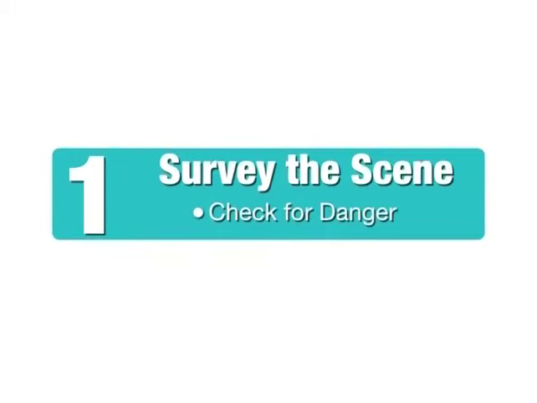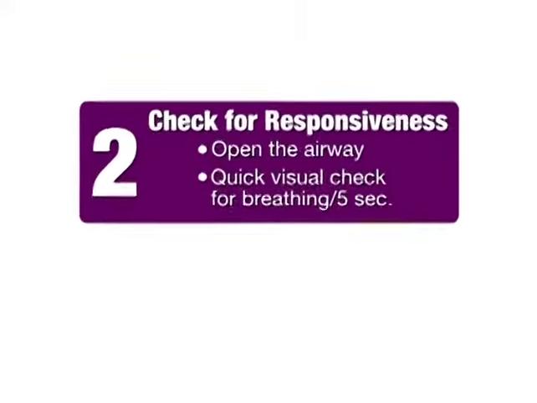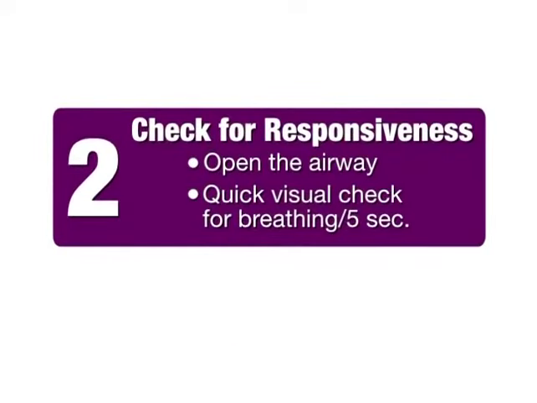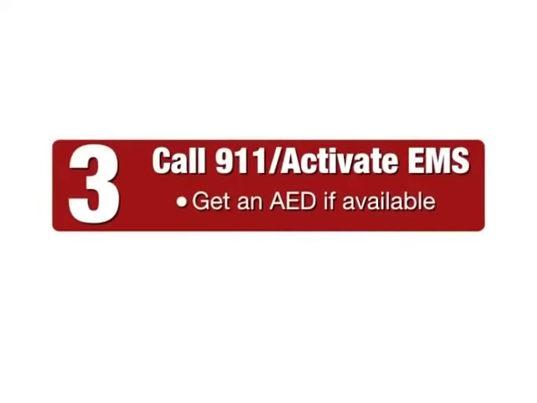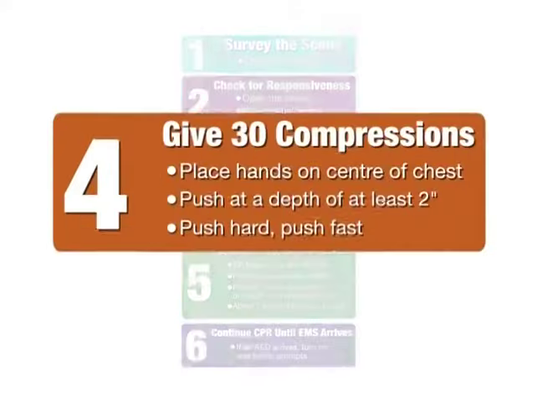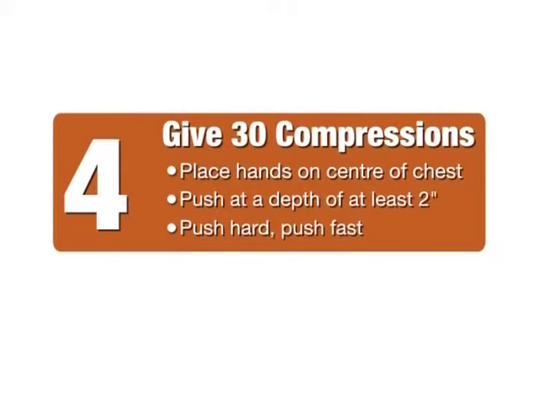Number 1. Survey the scene. Check the area for danger. 2. Check for responsiveness. Open the person's airway and do a quick visual check for breathing for 5 seconds. 3. Call 911, activate EMS, and have someone retrieve the closest AED if available. 4. Give 30 compressions. Place both hands on the center of the person's chest. Push hard and fast at a depth of at least 2 inches.